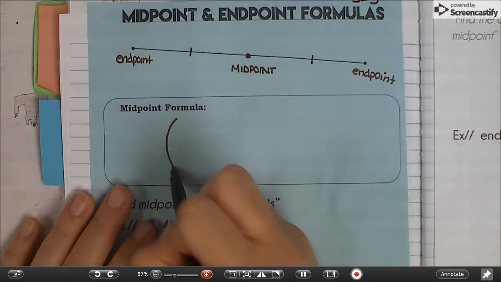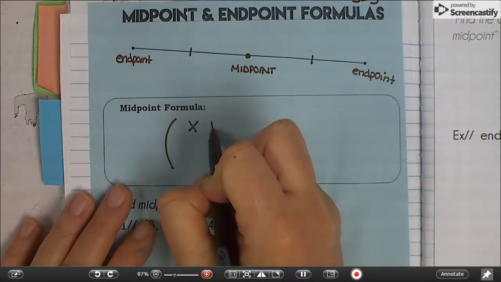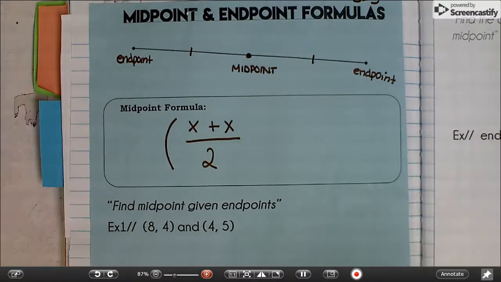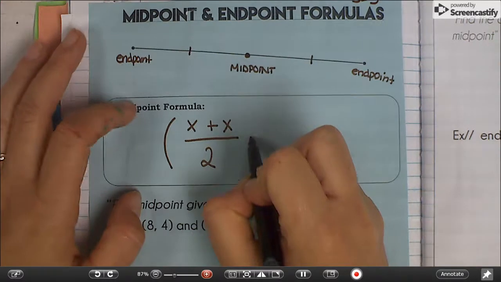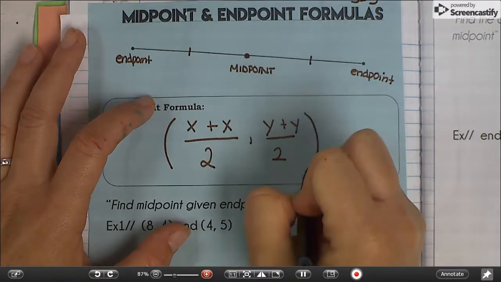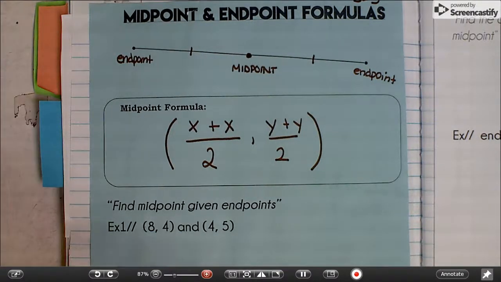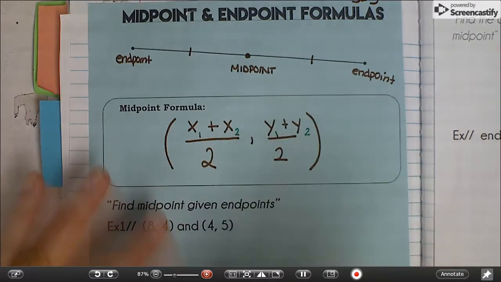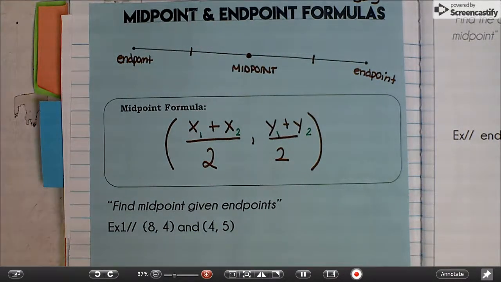The midpoint formula actually results in a coordinate because it's a point. So what you're going to do is add the x coordinates from the endpoints and divide by 2. So you're going to take the average of the endpoints, which makes sense because you're trying to find the one right in the middle, and then the average of the y's. Some people will put subscripts in the formula, x1 plus x2, y1 plus y2. I don't tend to do that because it's easier for me to remember x plus x over 2, comma y plus y over 2. But if you like the subscripts, add them in.